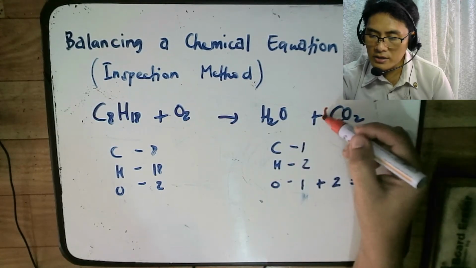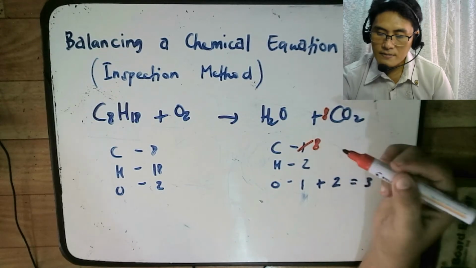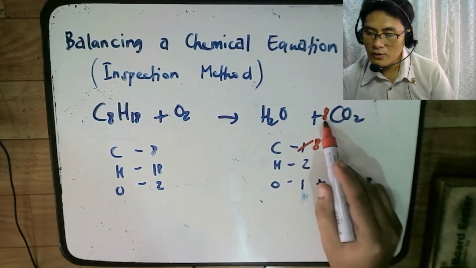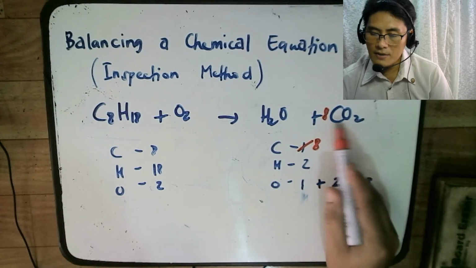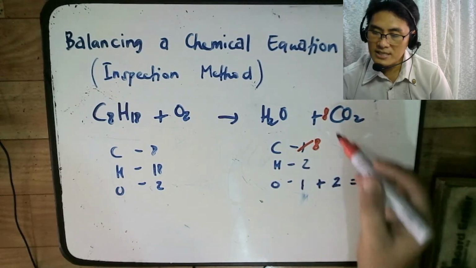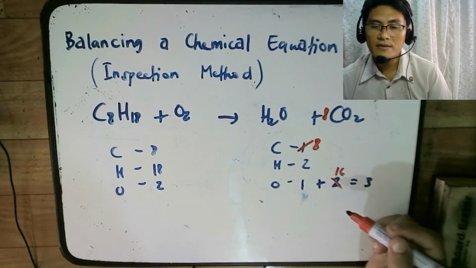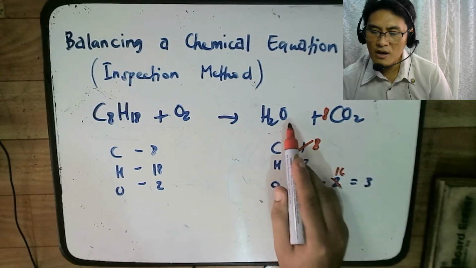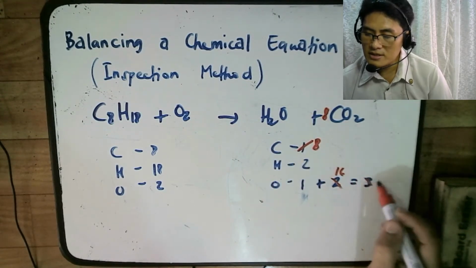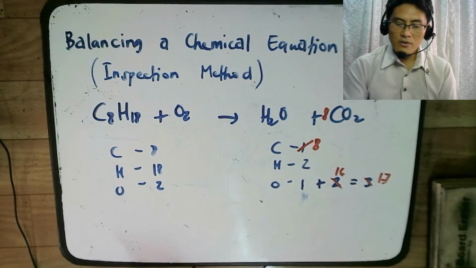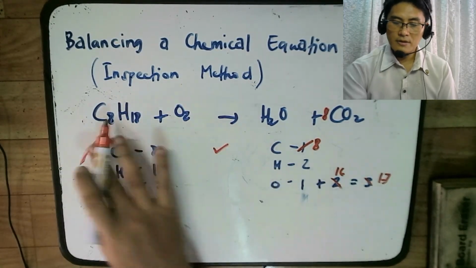So obviously you have to use the coefficient 8 so that this becomes 8. But again, that coefficient also applies to the oxygen here. So now you have 8 times 2. So this would be 16. So this second number would be 16. Right? And this one is still 1 because the coefficient here did not change. But 16 plus 1, that's 17. So now you got the carbon checked. You got the carbon balanced.